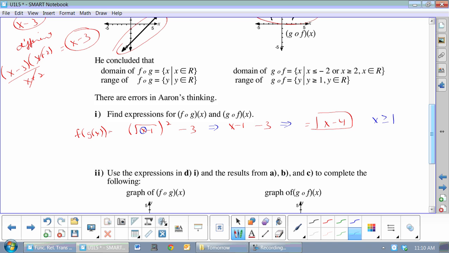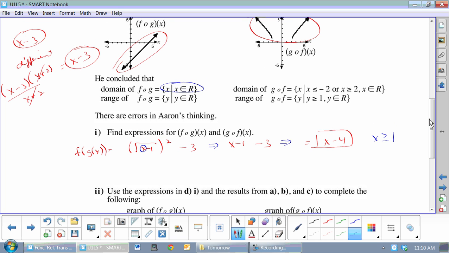See, and if you look at Aaron, he concluded that x can be in the reals because he just looked at the final answer. Just like yesterday, x minus 3 is very different than x minus 3 if I got that from canceling a numerator and denominator. Okay? So this is kind of one of those things, just don't look at the end for your answer, or you will get it wrong.